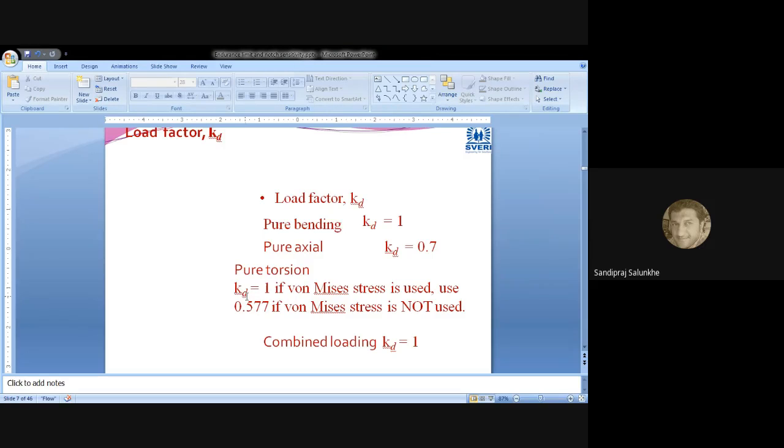Now in case of von Mises stress, that is when we consider the effect of all the stresses generated in that component, that is called von Mises stress. That is different. There is the von Mises theory, and von Mises is actually the name of a scientist who explained a theory, just like we have seen the theories of failure.